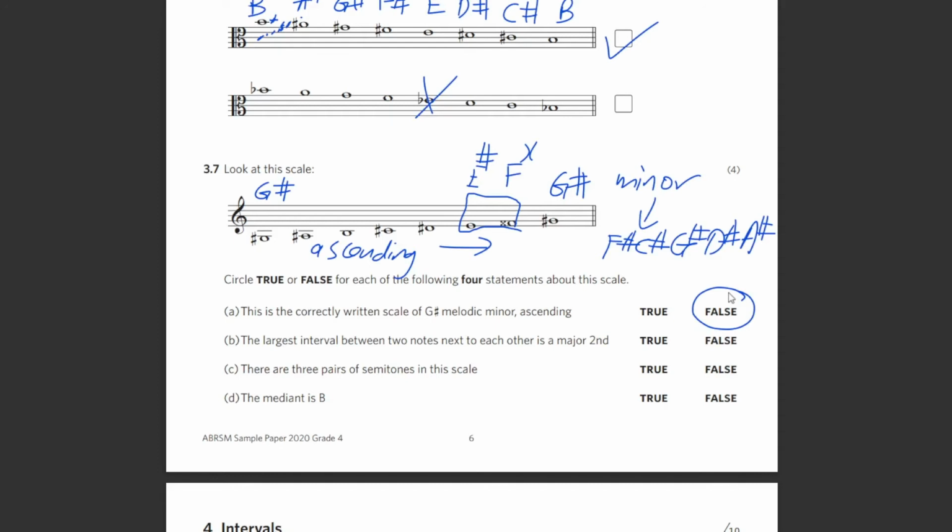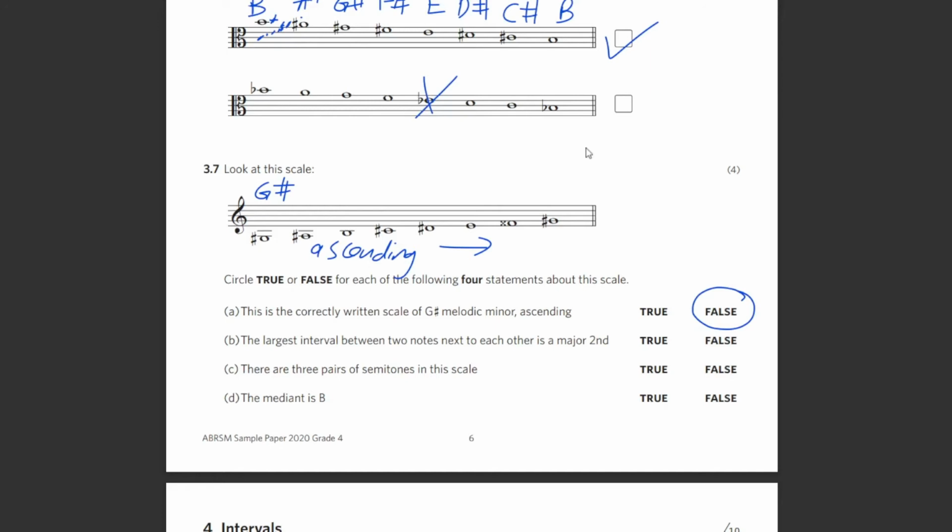Next, you need to check whether the largest interval between two notes is a major second. Let's check. All these notes here, are they a major second apart? Because we are dealing with just a second, I would use the interval chart to determine the type of intervals. To find intervals, there are two ways, which I covered in my course, link in description below.